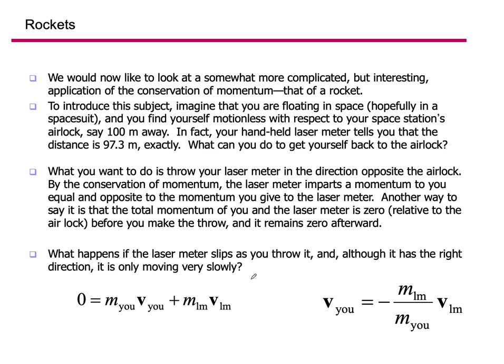But now if the laser meter has a motion relative to the space station, what's going to happen? Your velocity is going to be equal to the negative of the mass of the laser meter over your mass, times its velocity. Will it be slow? The answer is yeah, it could be really slow depending on the mass of these two things and this velocity. But you should make it back to the space station. It just could take you a while, as long as you've got enough air in your air tanks.